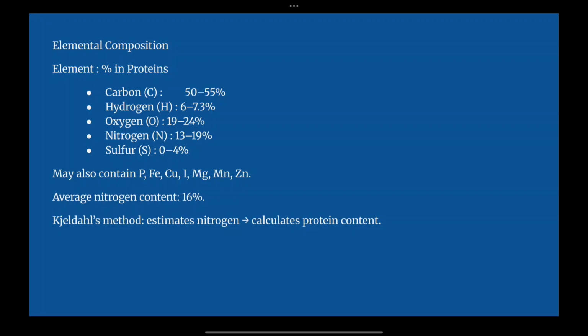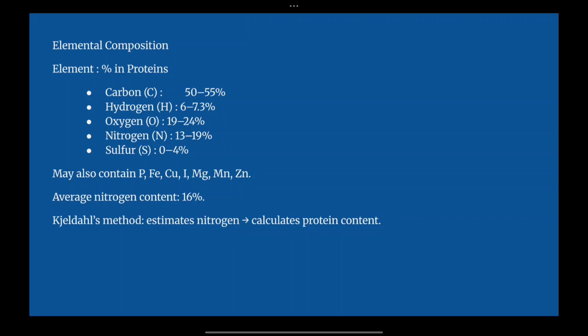Proteins are mainly composed of carbon, hydrogen, oxygen, nitrogen and sulfur. So these are present in different percentages inside the protein. Carbon has the major presence in the protein, which is 50 to 55%, and hydrogen has 6 to 7.3%, oxygen 19 to 24%, nitrogen about 13 to 19%, and sulfur 0 to 4%.